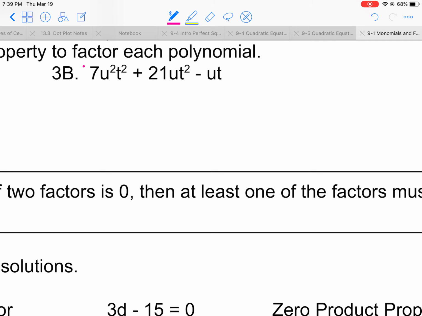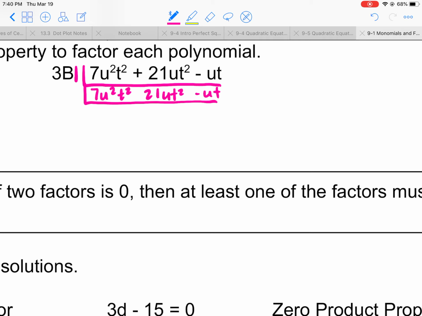For this one, it's a little bit more difficult just because there are multiple variables. So here can be my first part of my ladder. There is no common coefficient besides 1, so it doesn't really help us. Kind of a useless step. 7u squared t squared, 21ut squared, negative ut.